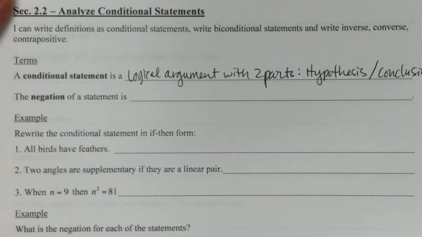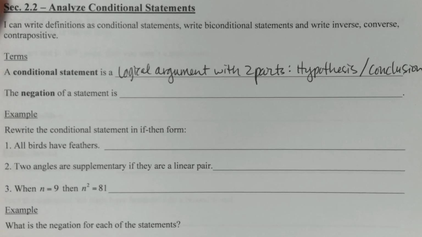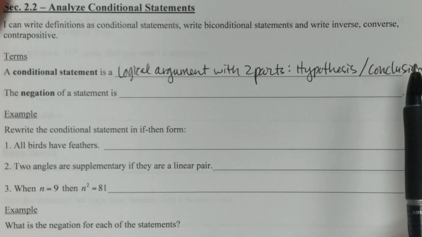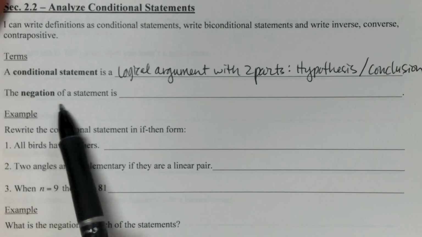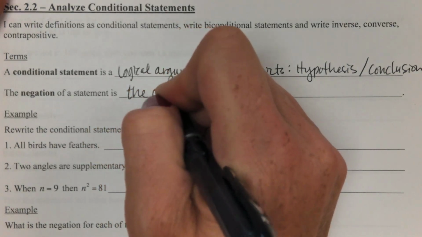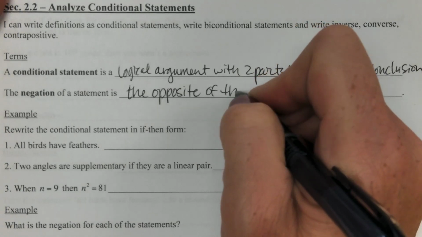We have talked about a hypothesis already. It's our conjecture, the guess statement that we're making. And then a conclusion is what's the result of that. So the negation of a statement is just the opposite of the original statement.